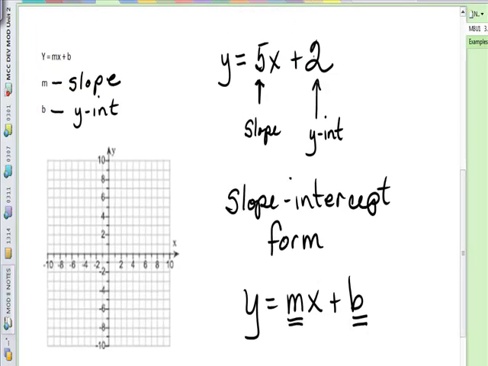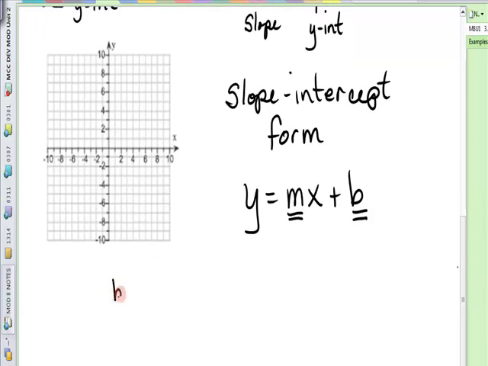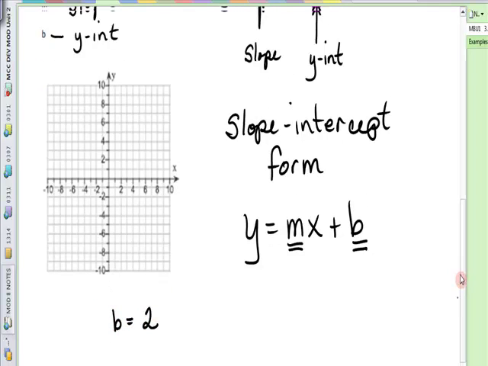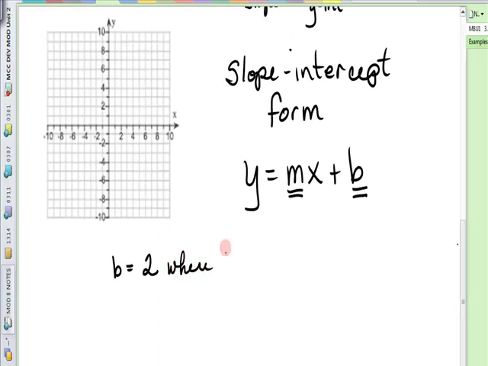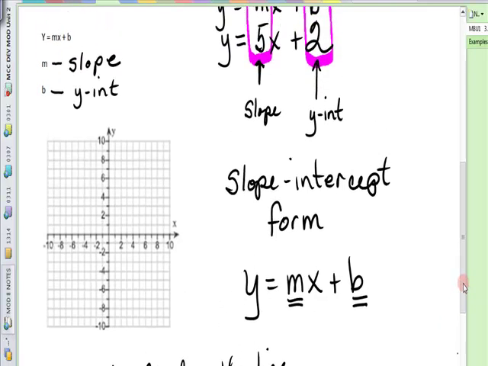Let's look, for example, at this line that I have right here. Y equals 5x plus 2. Well, if I think about the format y equals mx plus b, I hope that we can all see that b is 2 and m is 5. So I'm going to write that down very carefully. I'm going to say b is equal to 2, and that is where the line crosses the y-axis, which is the vertical axis. M is 5.